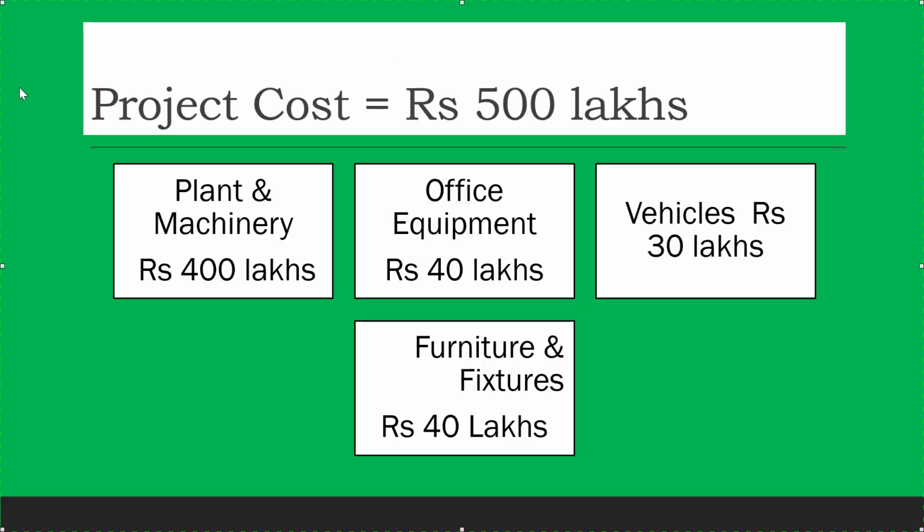Okay. Now, what is the cost of the project? This is 500 lakhs, 5 crores. Okay. So they are going to buy equipment worth 4 crores, office equipment 40 lakhs, vehicles 30 lakhs, furniture and fixtures 40 lakhs. Okay. So this is all what I am going to spend. Okay.